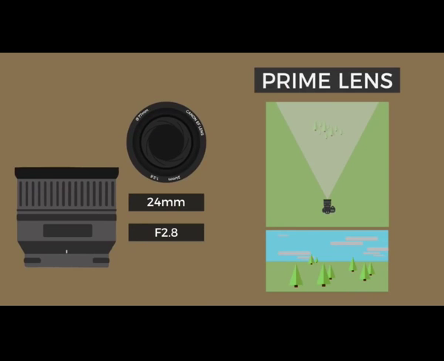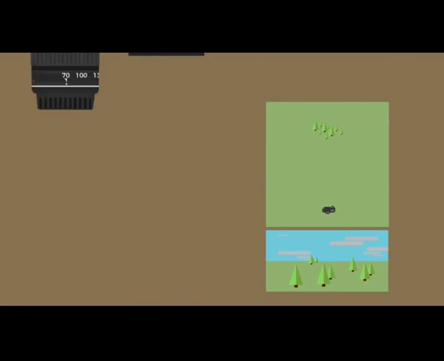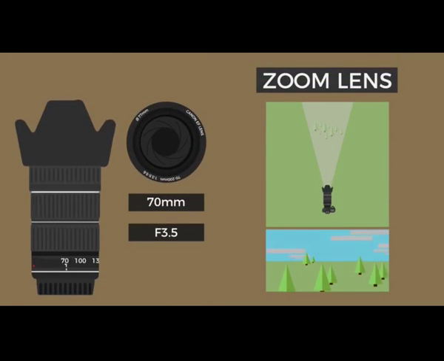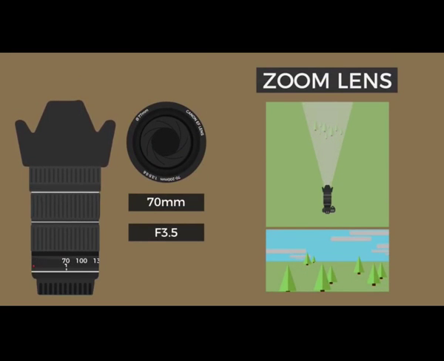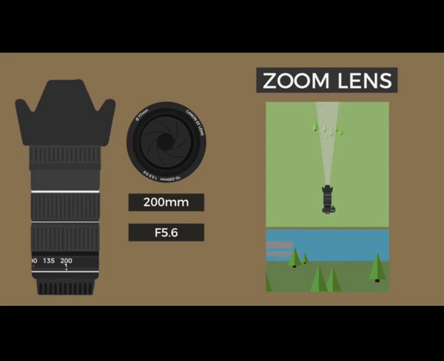Prime lenses have a fixed focal length, meaning they cannot zoom without physically moving closer or further away from the subject. Zoom lenses give you the flexibility to zoom in or out of an object while remaining stationary. While prime lenses will have a fixed maximum aperture, the maximum aperture of a zoom lens will often get smaller as the focal length increases.